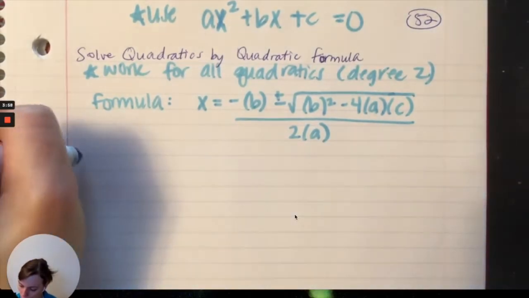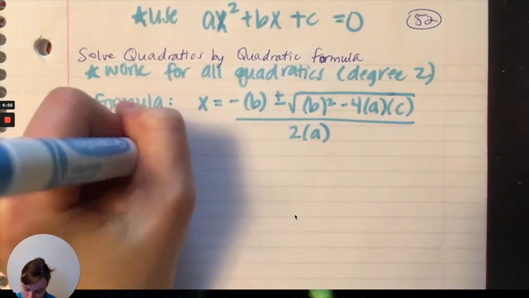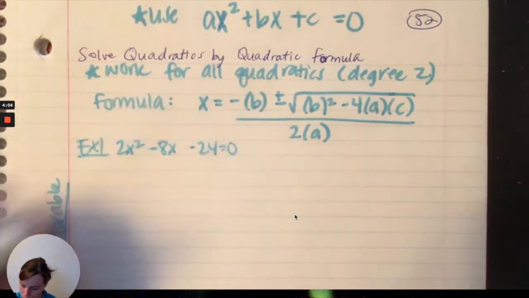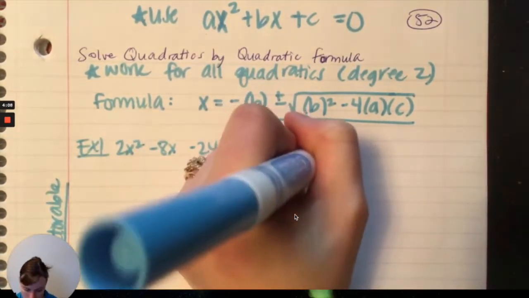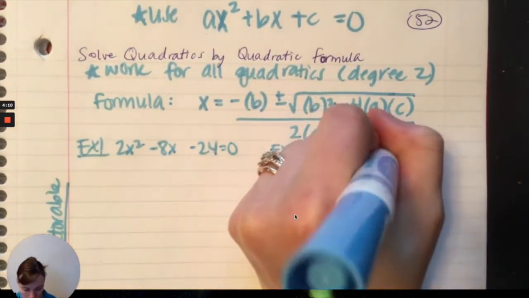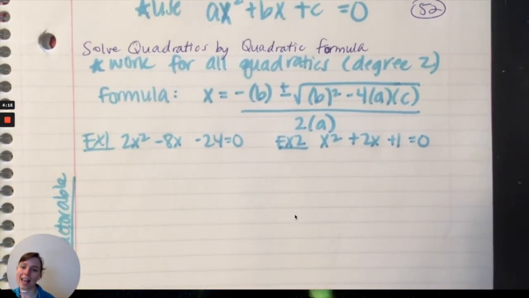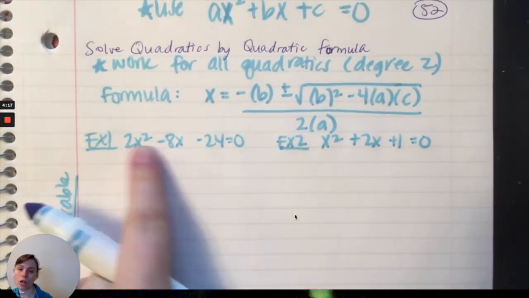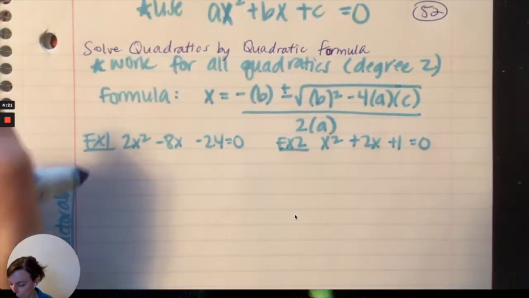So, for example 1, you're going to have 2x squared minus 8x minus 24 equals 0, and example 2 will be x squared plus 2x plus 1 equals 0. All right, so we have to figure out what a, b, and c are. A is 2, b is negative 8, c is negative 24, and then stick it all in.